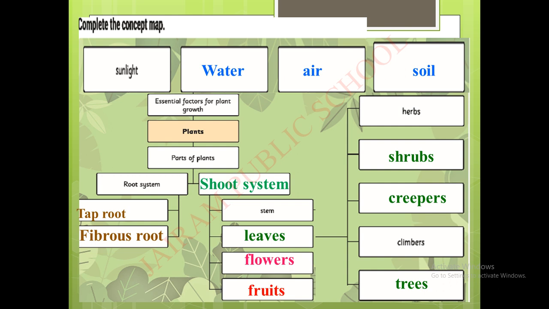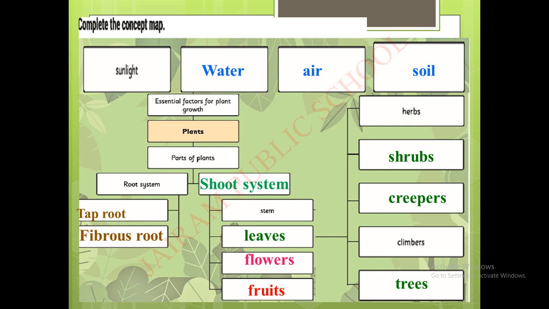What we saw about herbs: herbs are very small plants, isn't it? So very small plants are called herbs. Examples are mint and coriander. Shrubs are small sized, they are bushy, and they have a hard woody stem with branches. Examples are rose, hibiscus, and cotton.